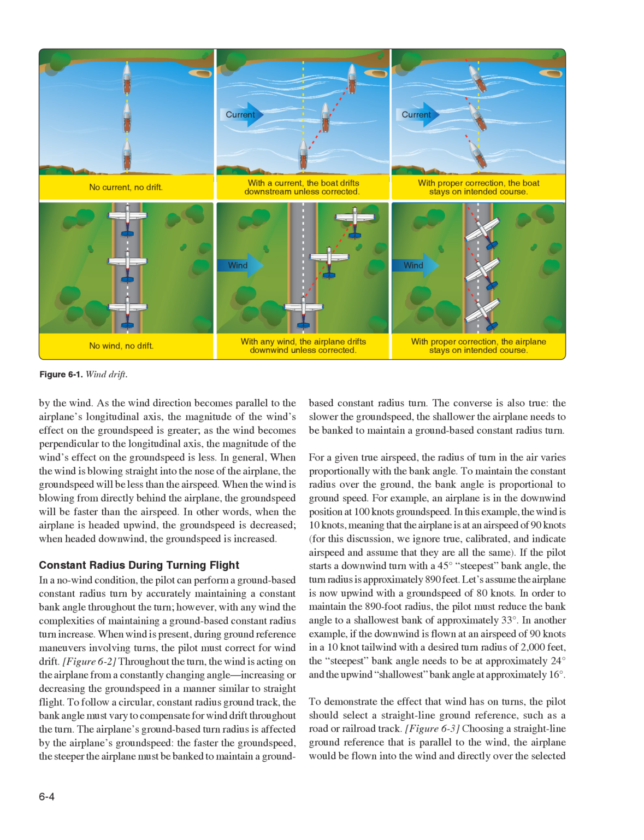In another example, if the downwind is flown at an airspeed of 90 knots in a 10-knot tailwind with a desired turn radius of 2,000 feet, the steepest bank angle needs to be approximately 24 degrees and the upwind shallowest bank angle approximately 16 degrees.